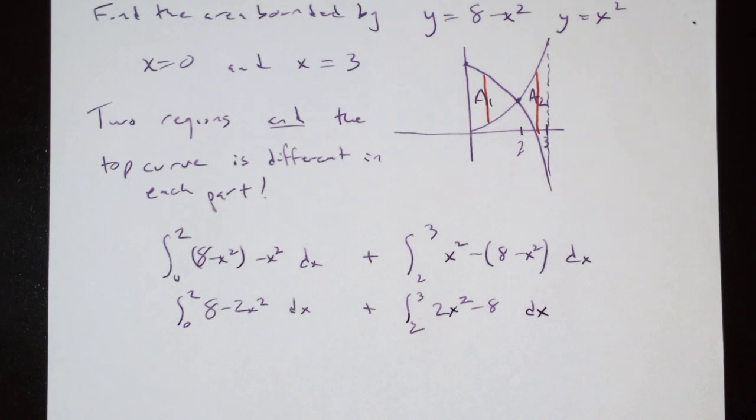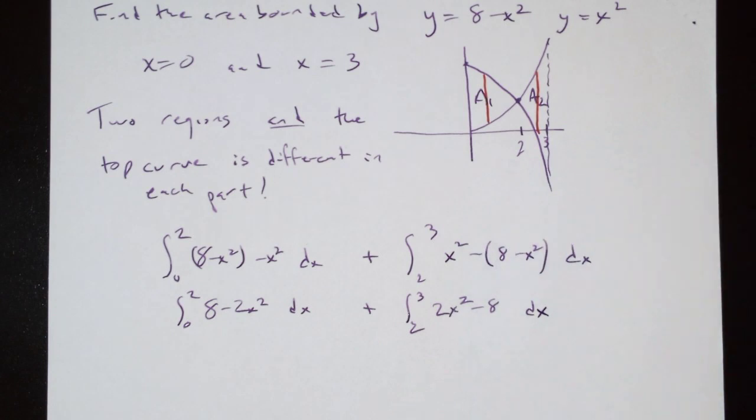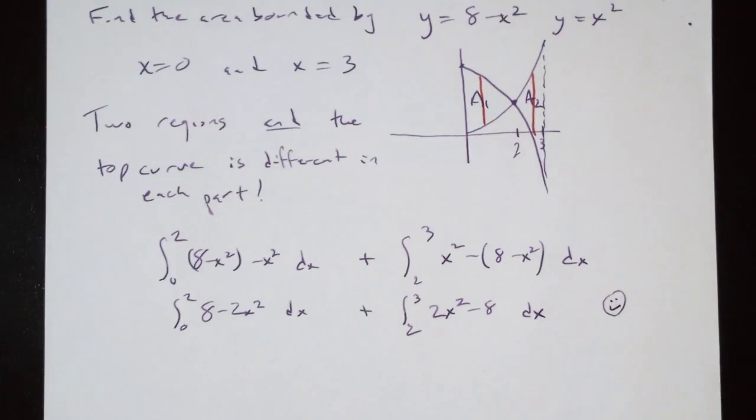I have to distribute the minus sign. That makes the 8 negative, makes the second x squared positive. And now I'm in the same boat I was before, and I know how to do these integrals. I know the antiderivatives, and I can plug numbers. I will also tell you that sometimes you can cheat.